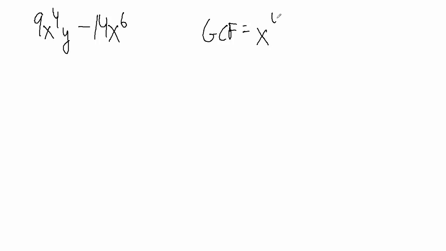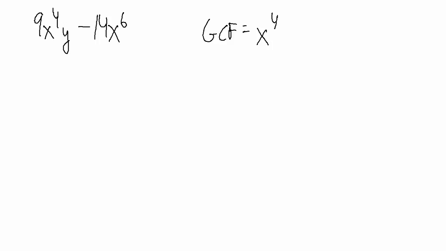In this example, we're going to use the greatest common factor of another example we looked at in the last section to actually factor that algebraic expression. So our algebraic expression was 9x to the fourth times y minus 14x to the sixth. And remember, our greatest common factor, or our GCF, that we found in that example earlier was x to the fourth.